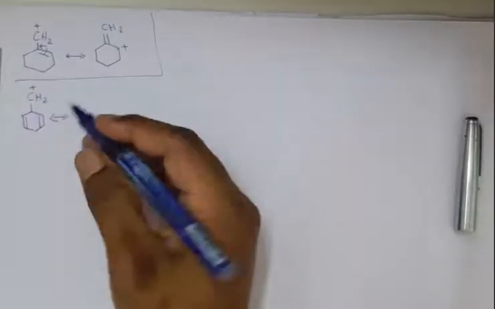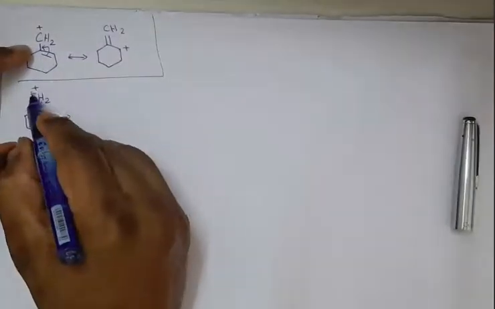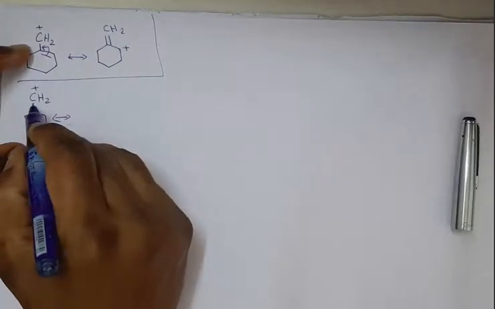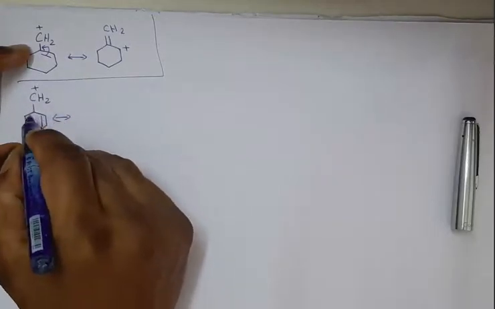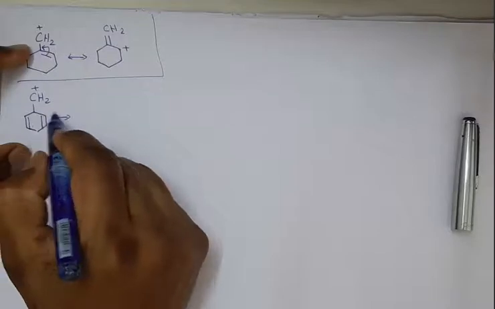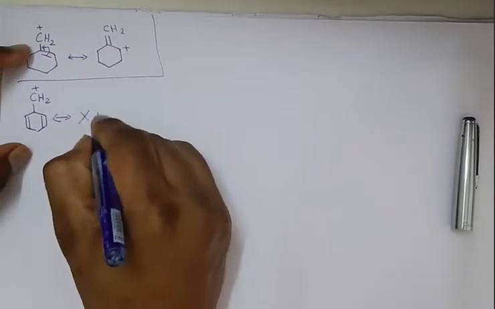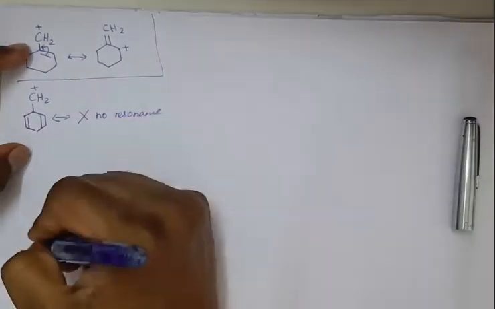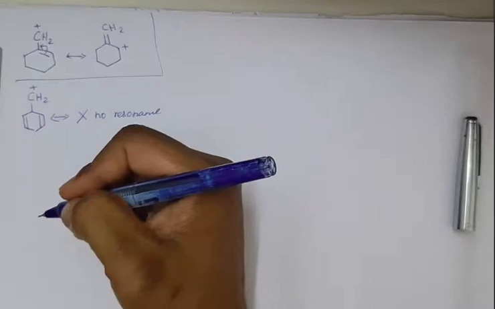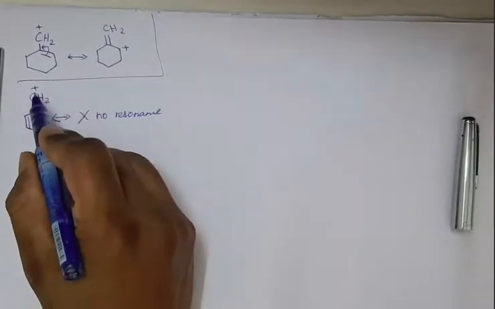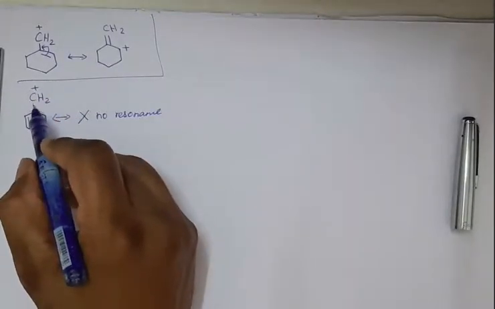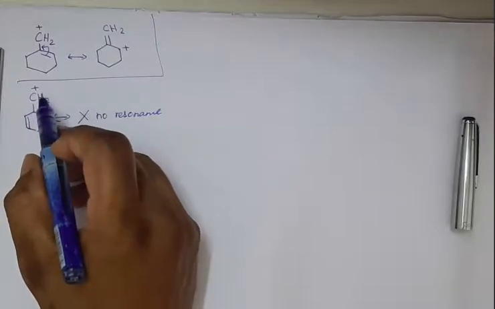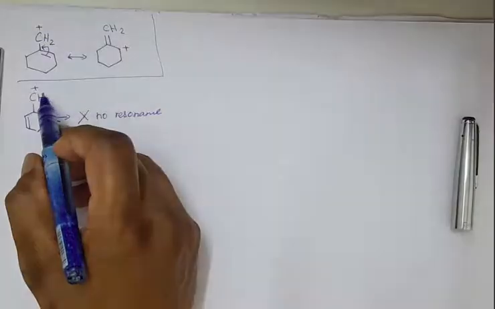If you look at this, there was a single bond here, then a double bond. But in this system there is one single bond and another single bond. So it's not possible to draw any resonance structure. No resonance is possible. There is no resonance because the electron cannot move to delocalize this positive charge. There is no chance of that happening.